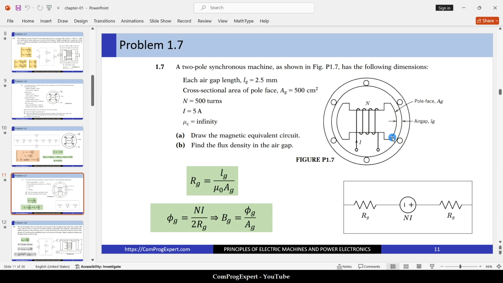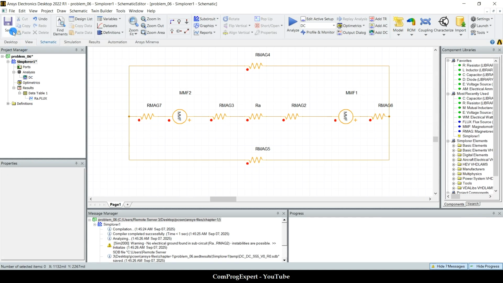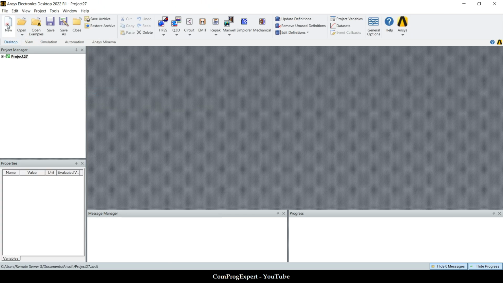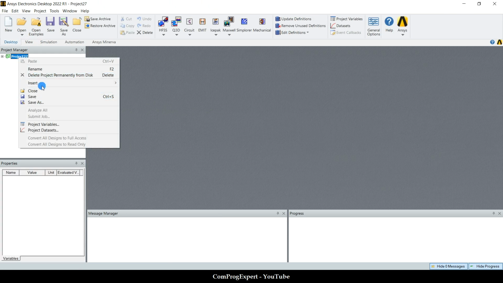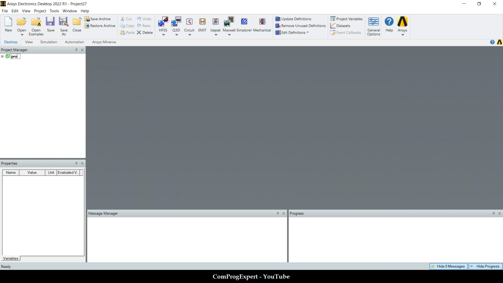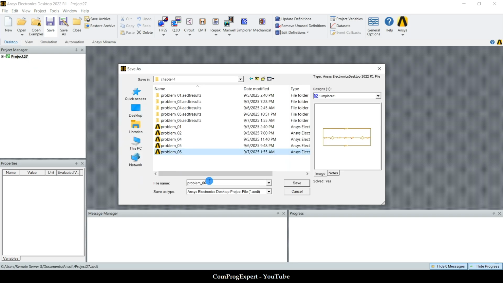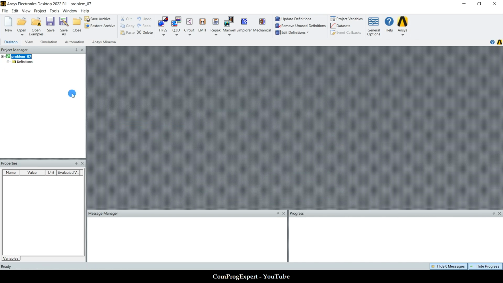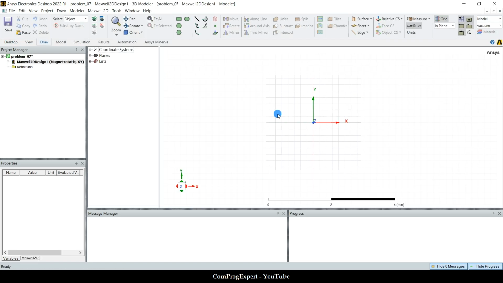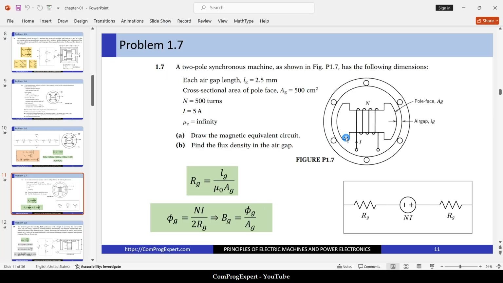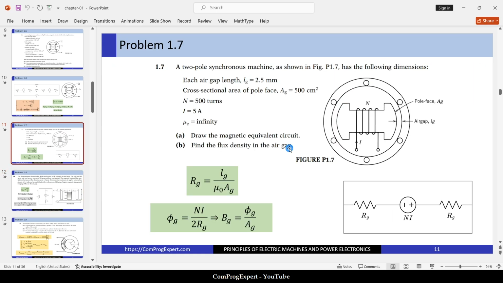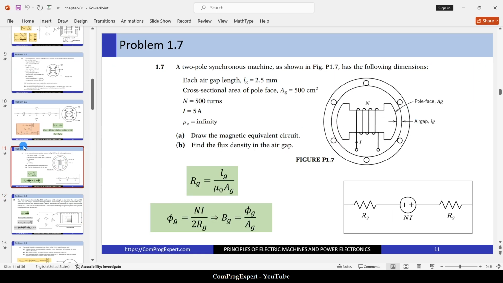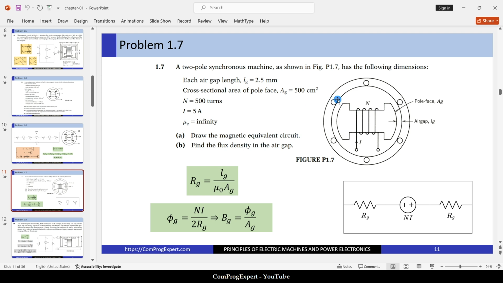Okay, so you can repeat the same thing. Let's save the model, this project, and generate a new project here. This is the problem number 7. So let's add one ANSYS Maxwell model. How we can generate this geometry, okay. I don't want to consider slots.